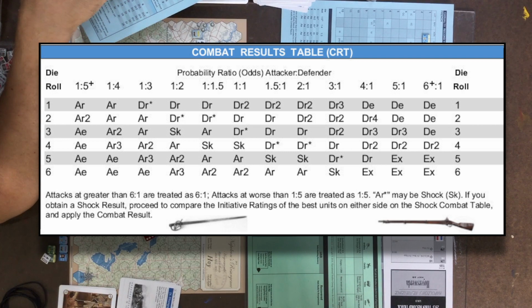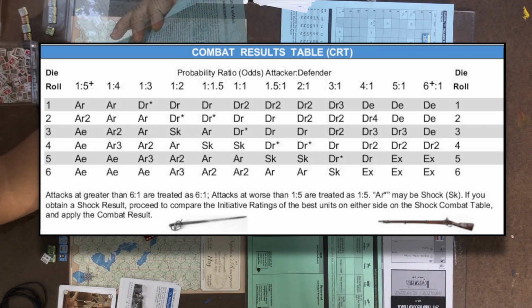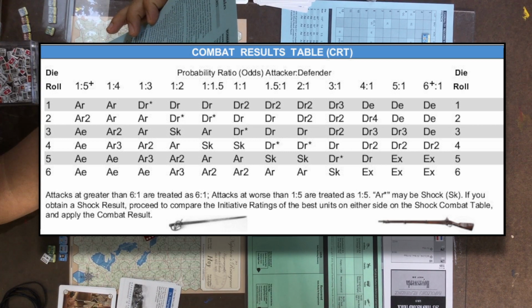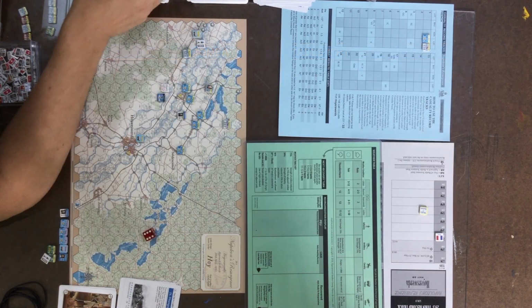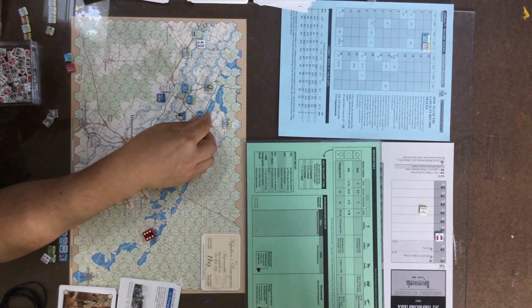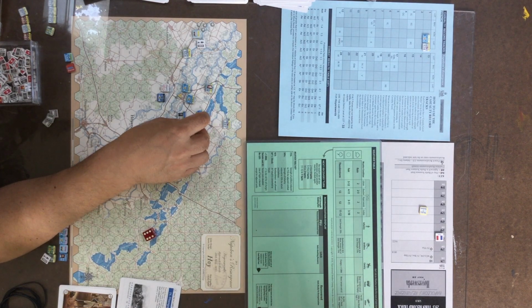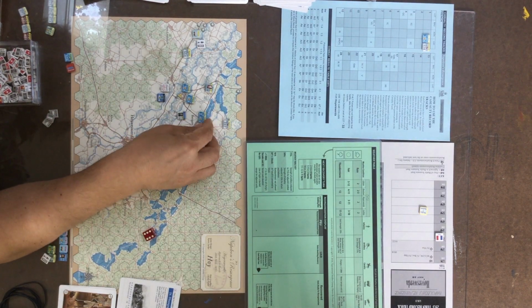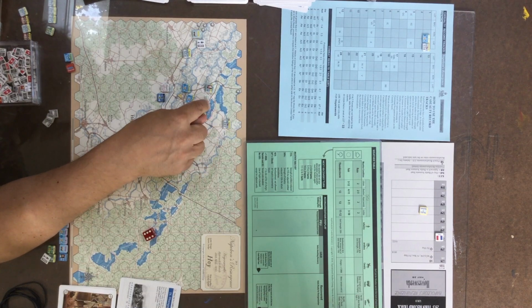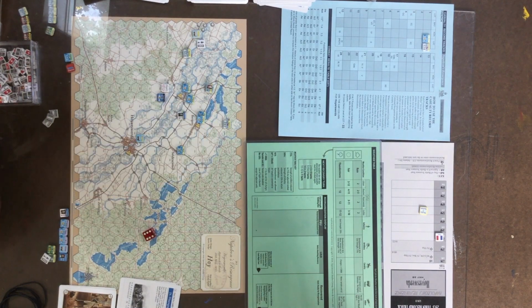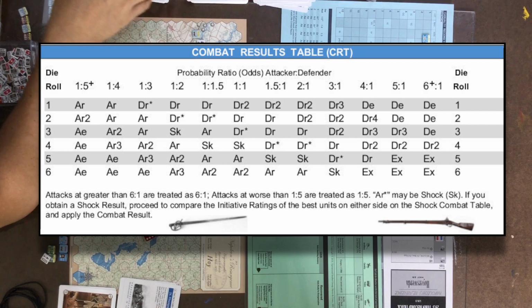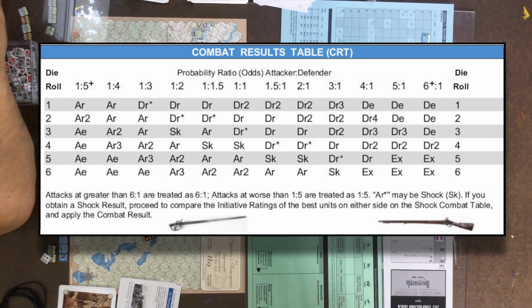An exchange. All combat units on the weaker side are killed, and then the stronger side eliminates a total of at least 50% of the combat strength of the weaker side. So if these guys were in a fight, there's 8 of them. If somebody attacked them and got an exchange, these guys would be wiped out, 8 points, and then the attacker would lose 4, which is half of 8. Shock means you roll in the shock table. I showed you how that works.